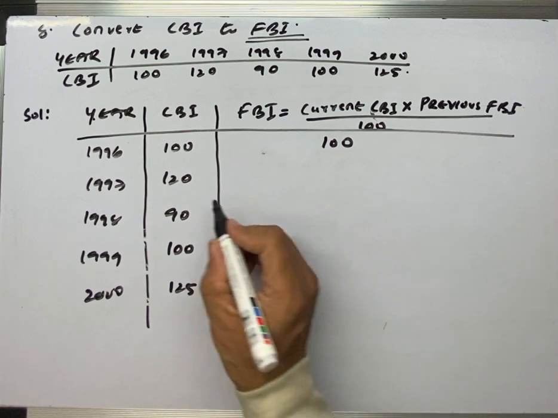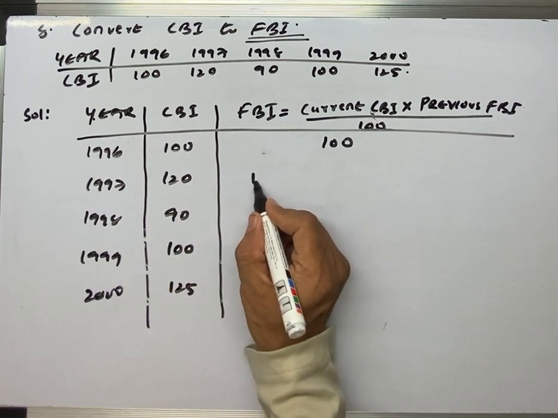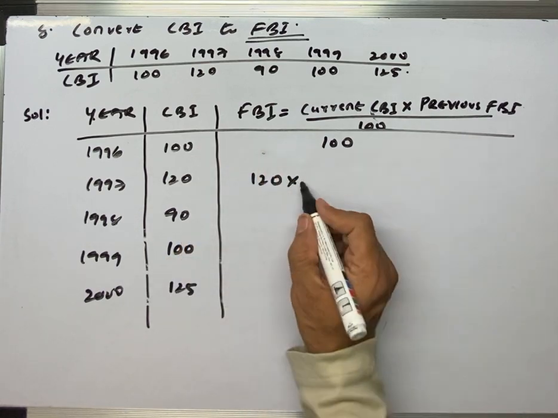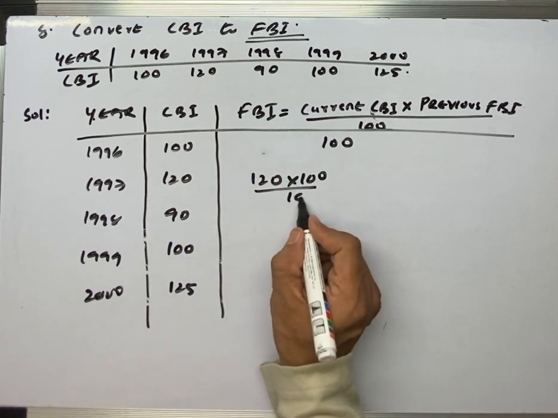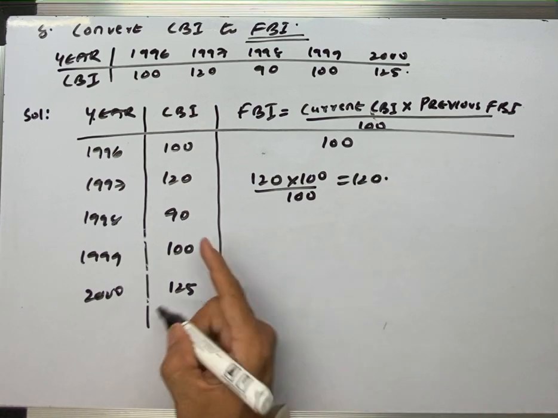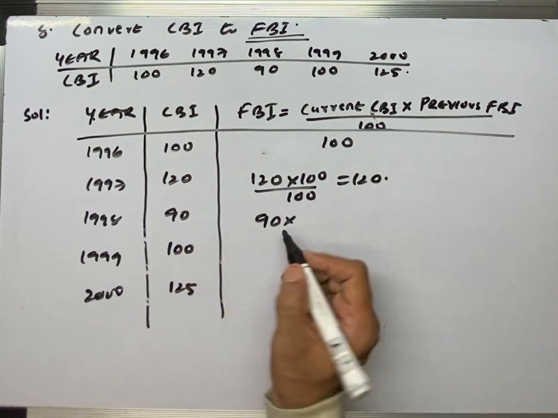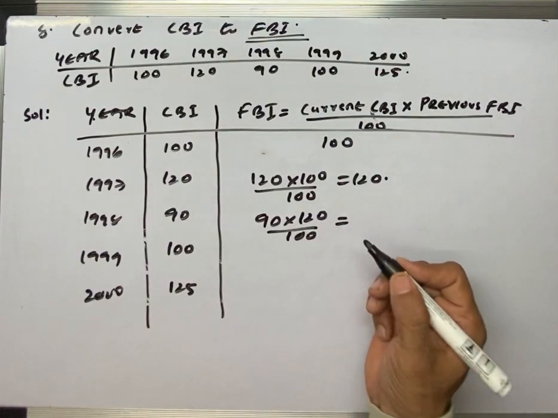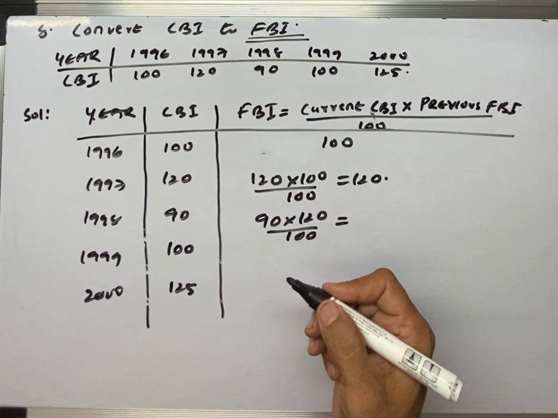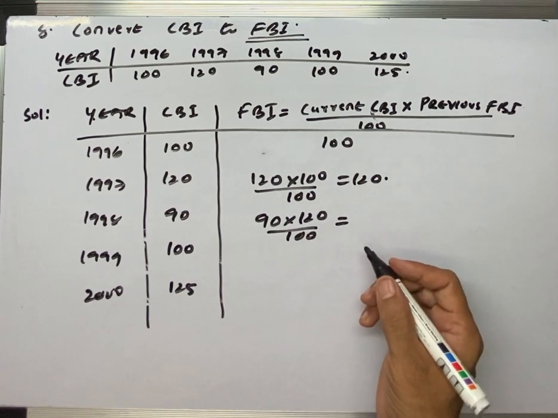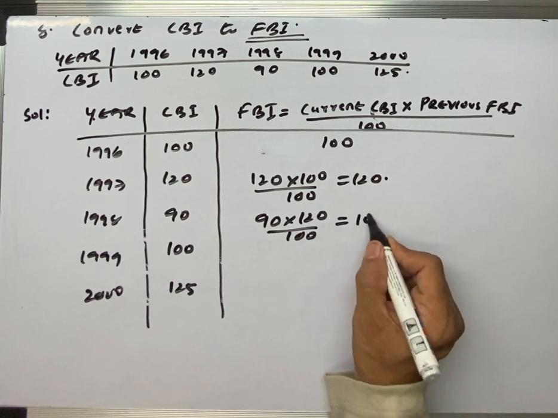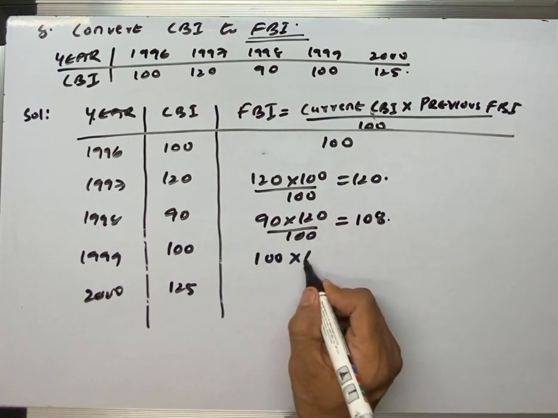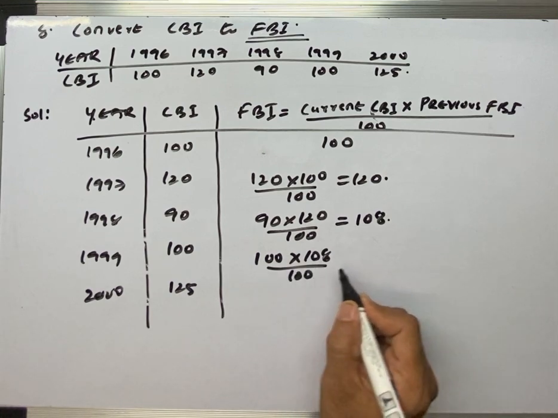Current CBI means this value, current value, into previous FBI. Previous FBI is this 100 divided by 100. This is 120. Then current value into previous FBI divided by 100. So this will be 108. Then again same thing, current into previous divided by 100.